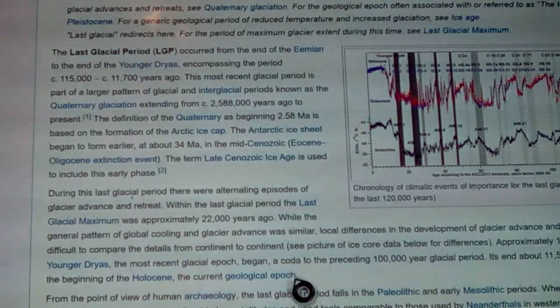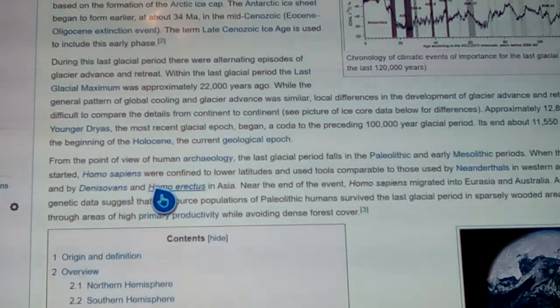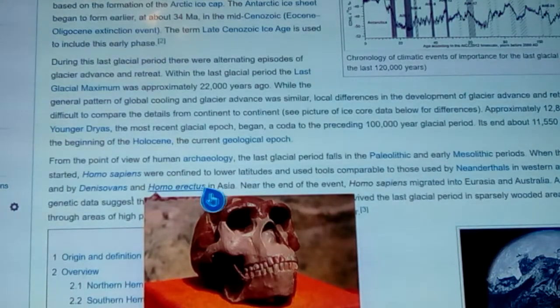Anyhow, so this all comes about, and then Homo sapiens were confined to the lower latitudes and used tools comparable to those by Neanderthals in Western and Central Eurasia during that time, and Denisovans and Homo erectus in Asia, right? And near the end of the event, Homo sapiens migrated into Eurasia and Australia. Archaeological and genetic data suggests that the source populations of Paleolithic humans survived the last glacial period in sparsely wooded areas and dispersed throughout areas of high primary productivity while avoiding dense forest cover.